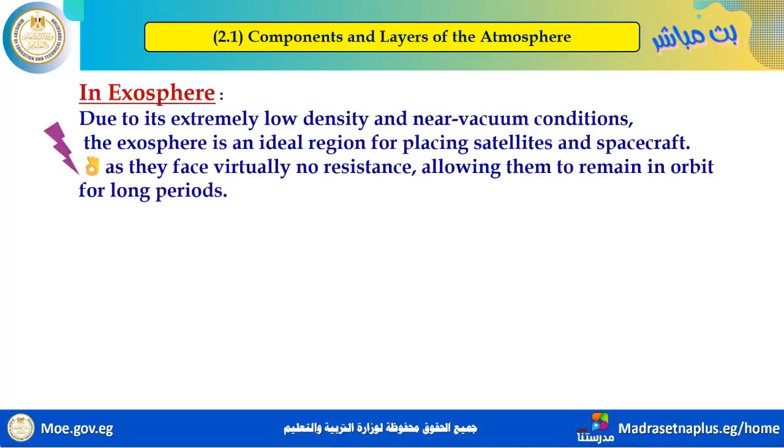In the exosphere, due to extremely low density and near vacuum conditions, the exosphere is an ideal region for placing satellites and spacecraft. Again, extremely low density, near vacuum conditions. The exosphere is a very suitable region for placing satellites and spacecraft. They face virtually no resistance, allowing them to remain in orbit for a long period.